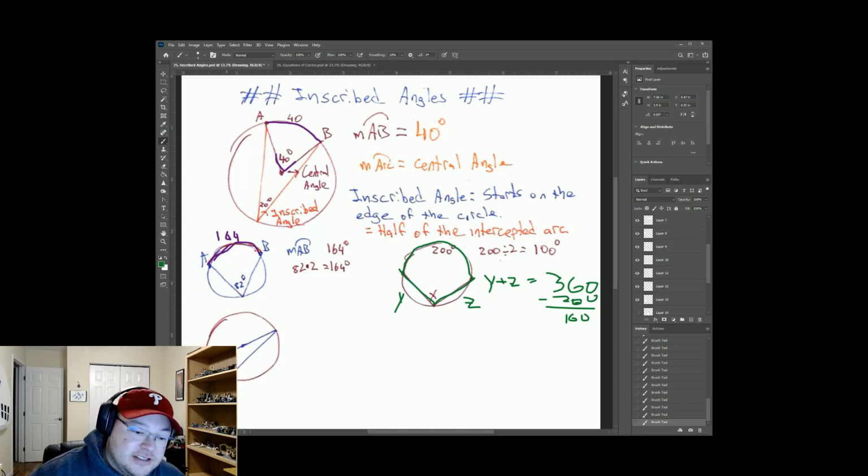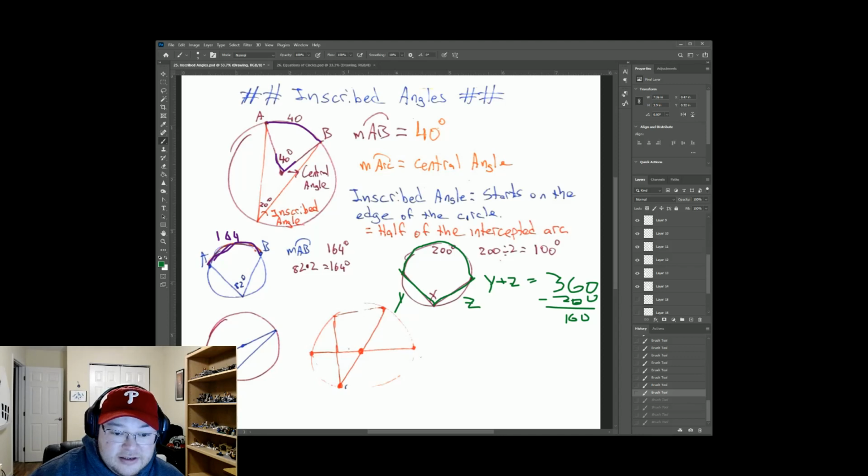90 degrees. If you double 90 degrees, you get 180, which means this is the diameter. So something to note is that a 90-degree angle will always intercept the diameter, which is really, really useful.